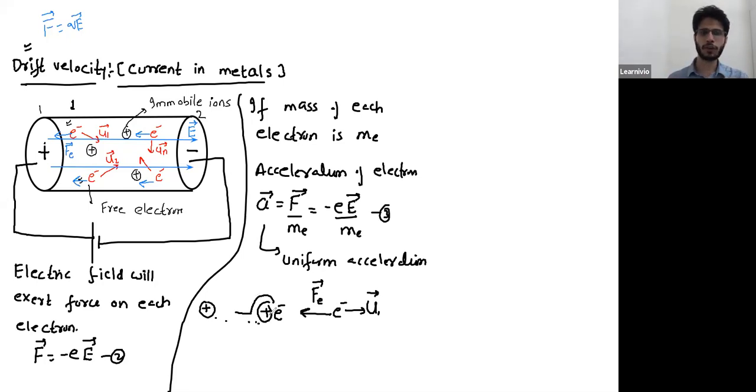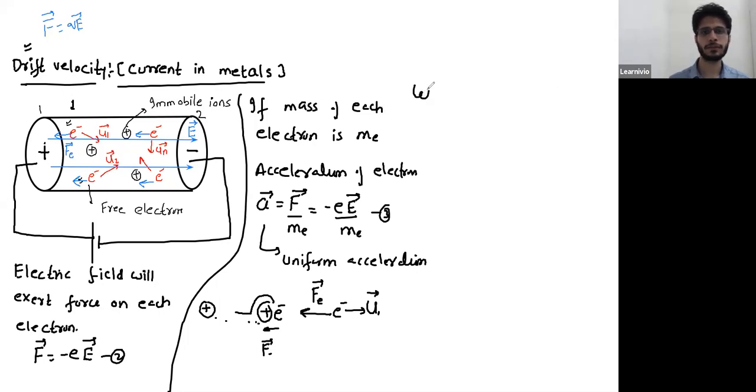Then again, the electric field will pull it. Then it will collide with another ion and come to rest. So this electron is moving through successive collisions. It moves, it collides with an ion, then it moves, it collides with another ion, then it moves, it collides with another ion. So the electron is gaining velocity only for the time it takes between two successive collisions.